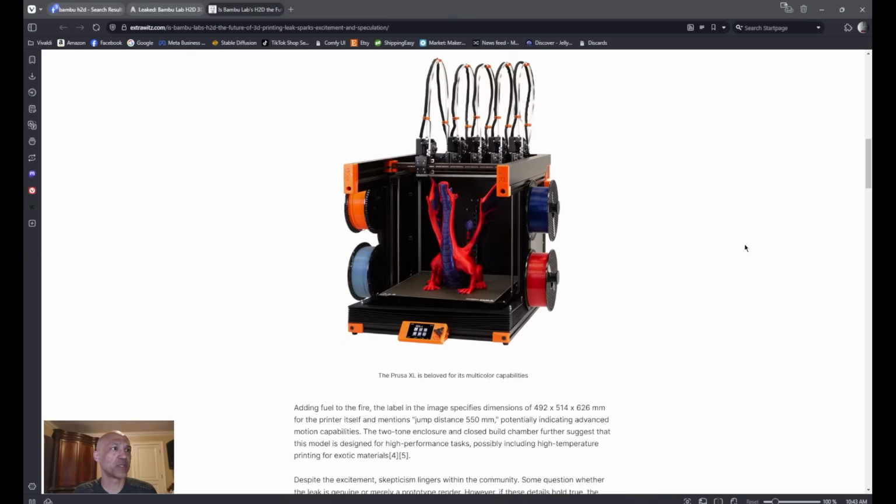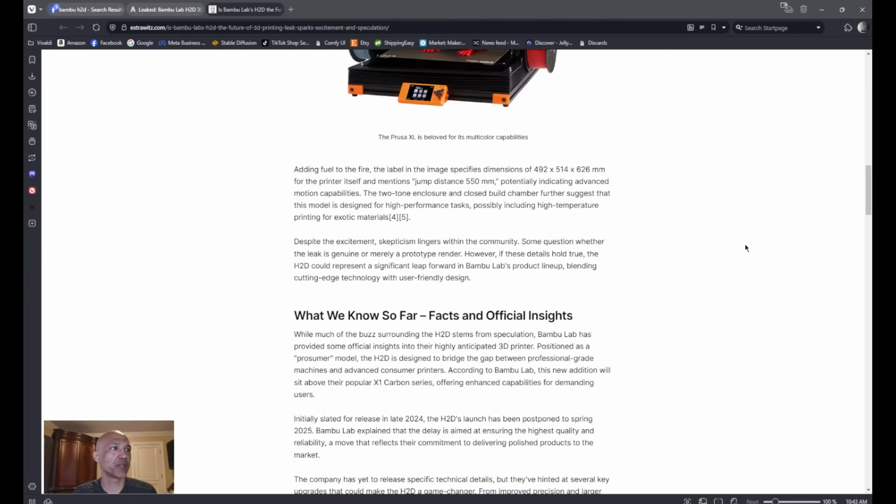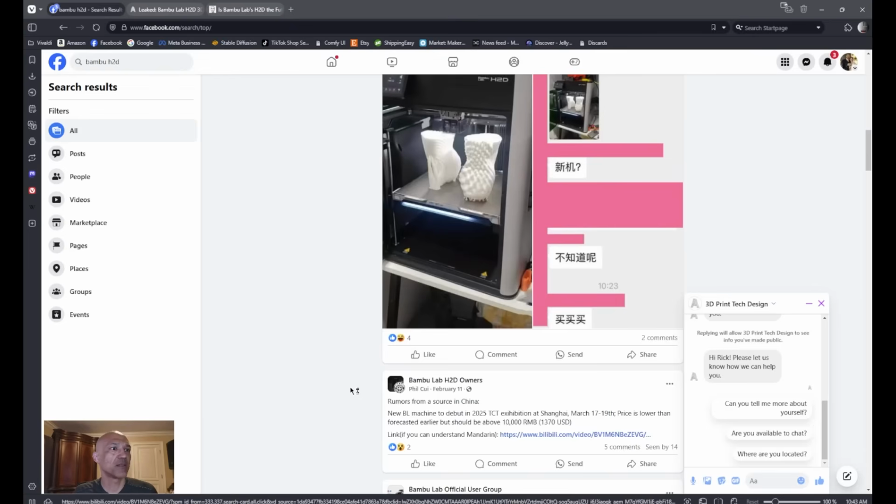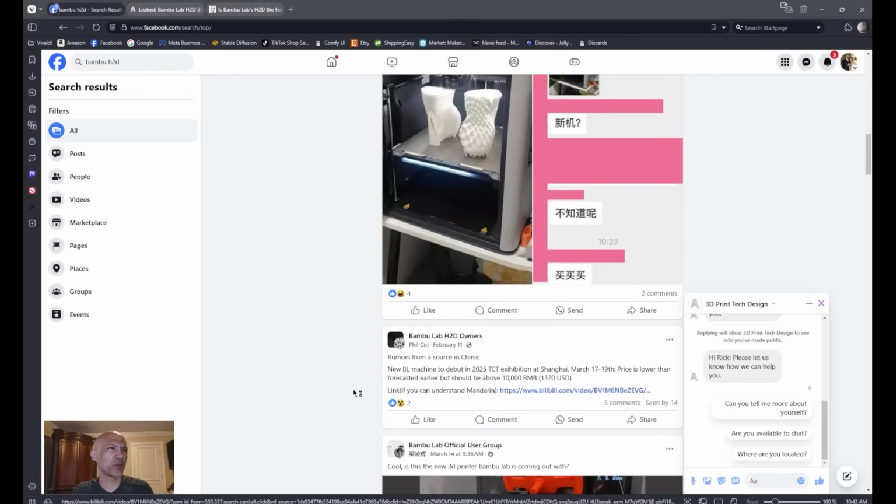Here's another website. You know, there's the Prusa XL. And then let's see here, somebody posted this back in February. Rumors from a source in China said it would be closer to $1,370. That seems pretty low for something that's kind of surpassing the abilities of the X1 Carbon, and they'd have to really drop the prices on the Carbon for it to be that low. So there you have it. A lot to consider on this potentially upcoming printer.